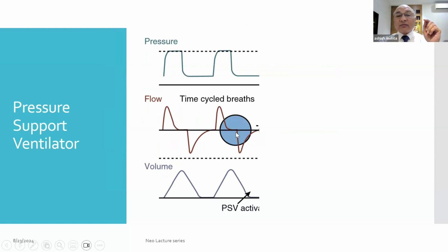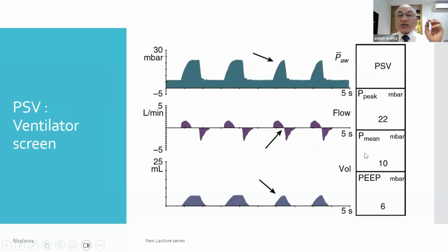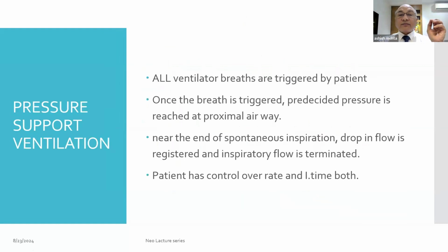This is typical SIMV assist control. There is a time cycle breath. You can see here there is inspiratory hold. You put this baby on the pressure support ventilator. Now this is a flow cycle breath. And because of the flow cycling, the inspiration and exhalation is synchronized and there is no inspiratory hold. That is the beauty of pressure support ventilation. This is a typical ventilator screen. You can see here that inspiratory hold is not there.